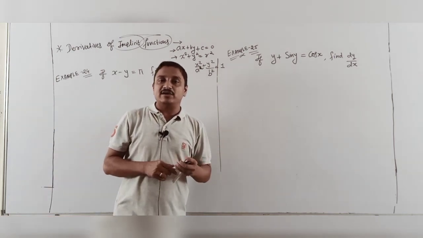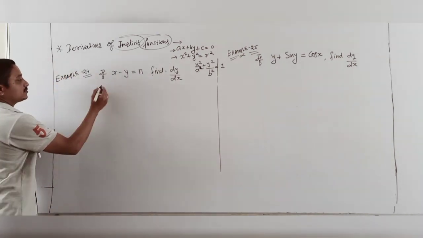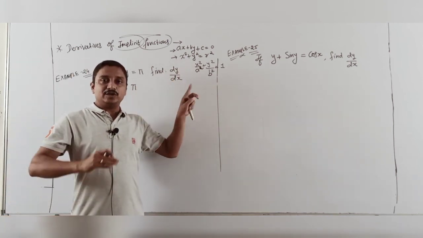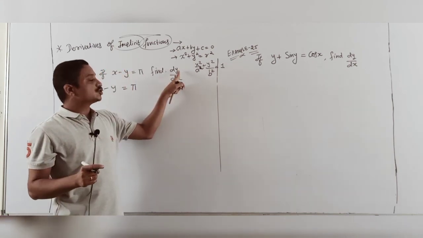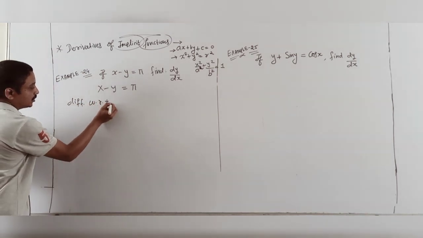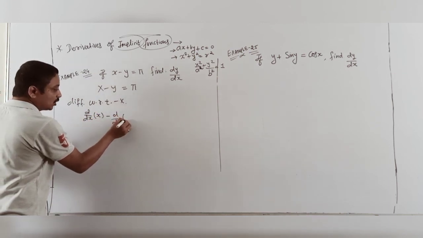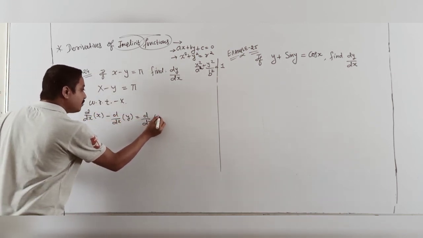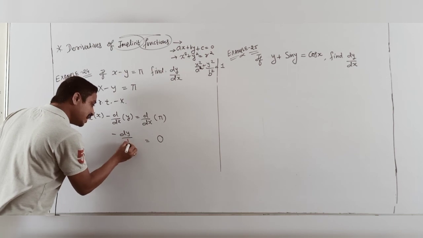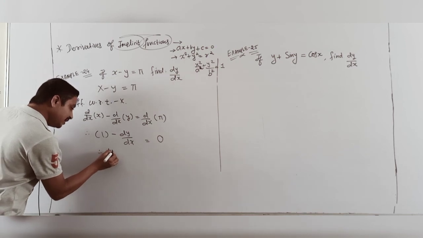Before starting, students, I repeat one more time, see our formula list. So start here: x minus y is equal to 5. I want dy by dx. Means students, both x and y are given. So differentiate with respect to x. Here d by dx of x, d by dx of y, and d by dx of 5. 5 is a constant, derivative 0. Here the derivative of x with respect to x is 1. So what do we get for dy by dx?